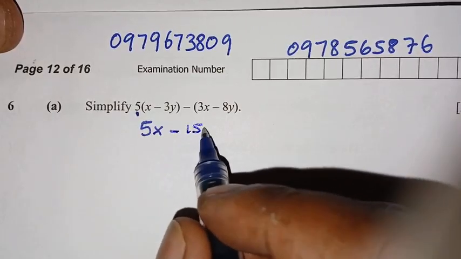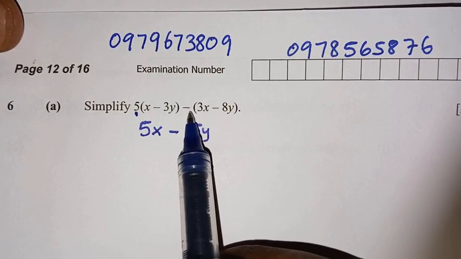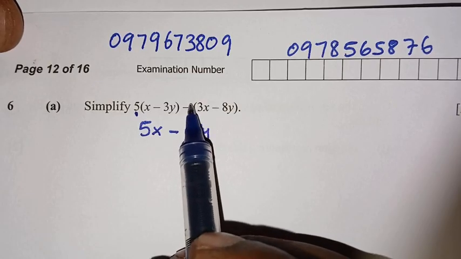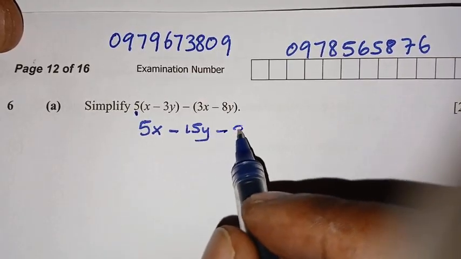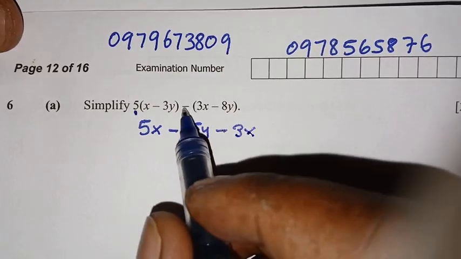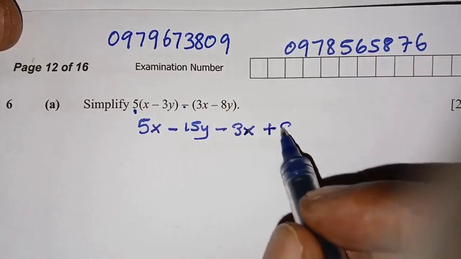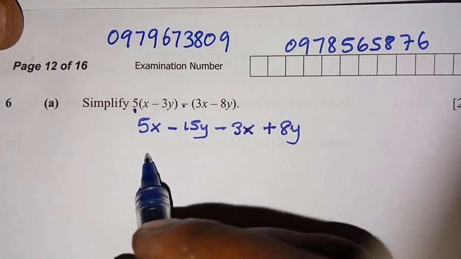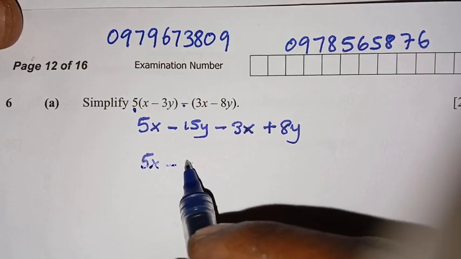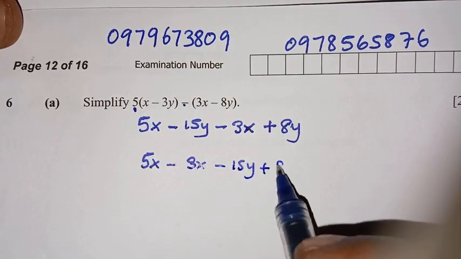minus 15y. Here we're going to be distributing this minus, in which we say we would have a negative 1 here. There's an invisible 1 here. So we are actually distributing. This will be minus 3x, then this minus and this minus here will end up with a plus 8y. So when we do this, the next thing that we're supposed to do is to put the like terms together. We collect the like terms together, we'll have 5x minus 3x minus 15y plus 8y.